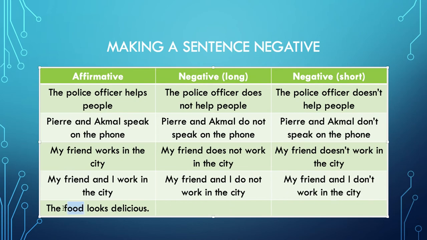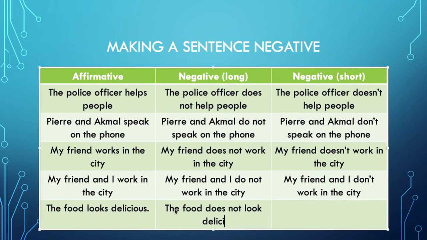And the last one, the food. So for the food, is this he, she, it, we, they? Okay, the food is a thing. So it is like it. For it, we will say does not. So the food does not look, no S, okay, no S, delicious. The food doesn't look delicious. Okay, thank you very much.